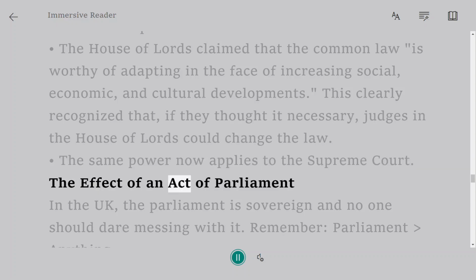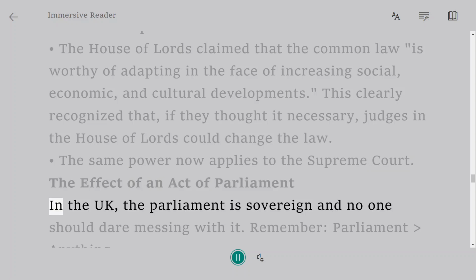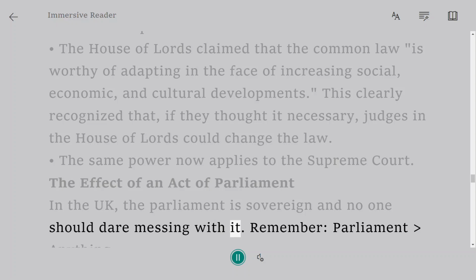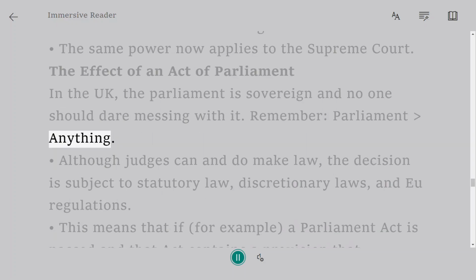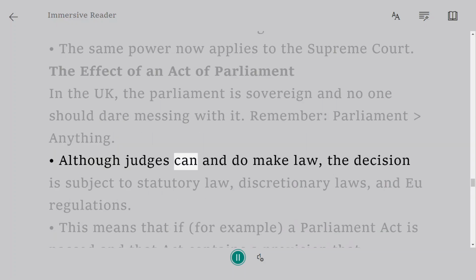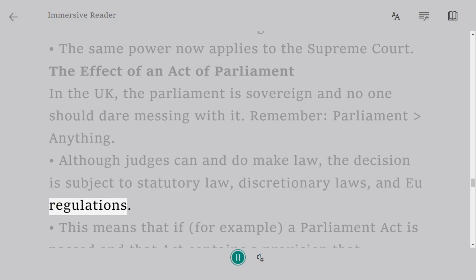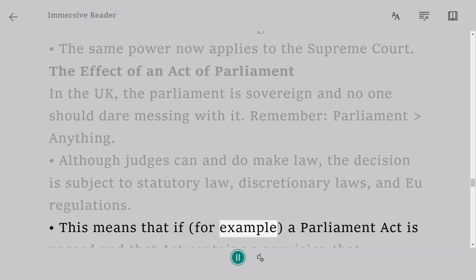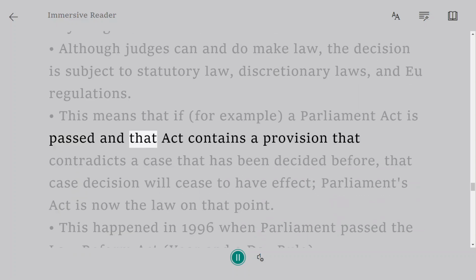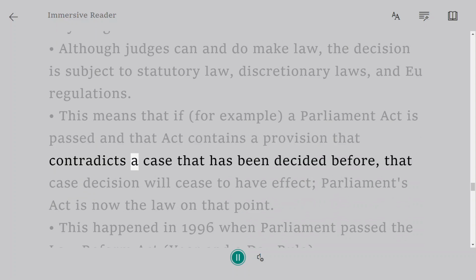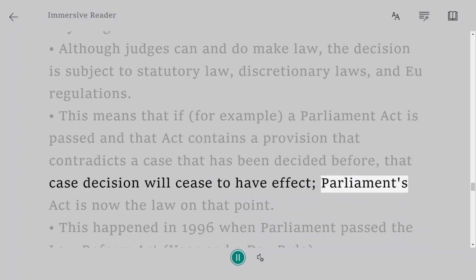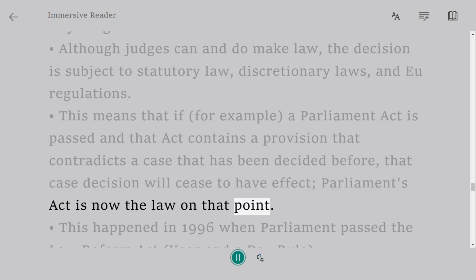The effect of an Act of Parliament. In the UK, Parliament is sovereign and no one should dare mess with it. Remember, Parliament can do anything. Although judges can and do make law, the decision is subject to statutory law, delegated laws, and EU regulations. This means that if, for example, a Parliament Act is passed and that Act contains a provision that contradicts a case that has been decided before, that case decision will cease to have effect. Parliament's Act is now the law on that point.